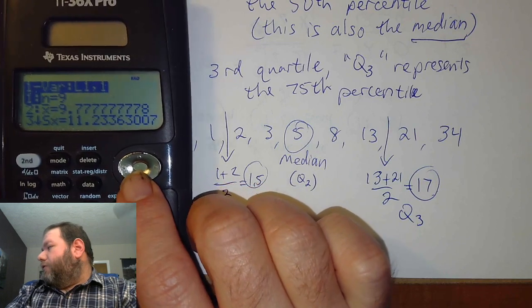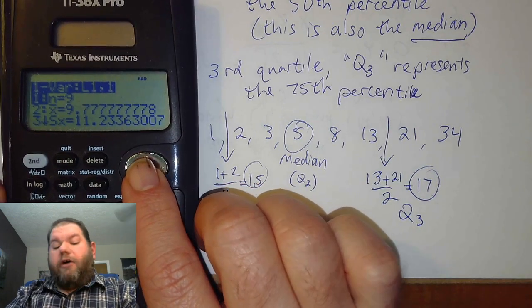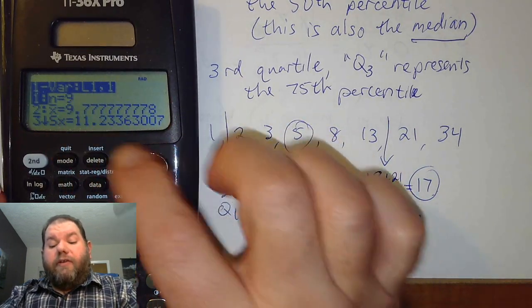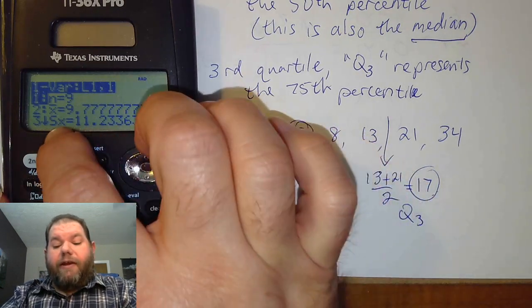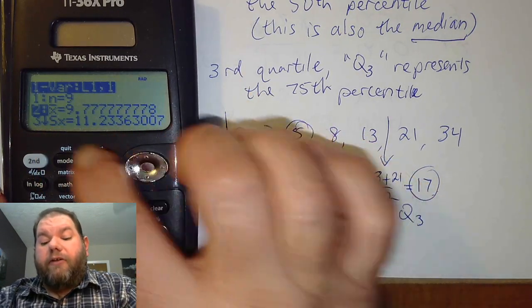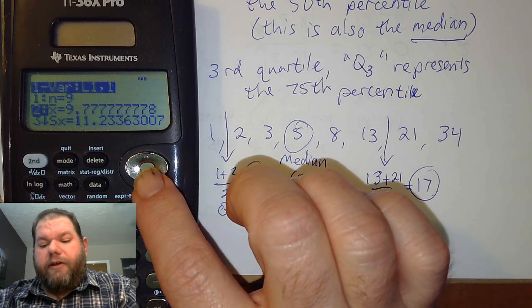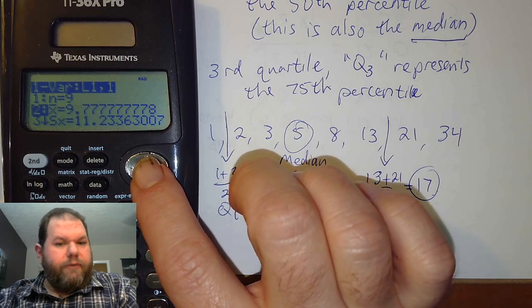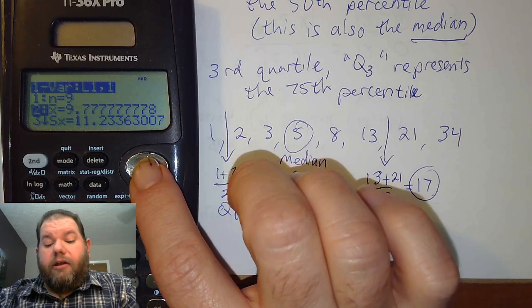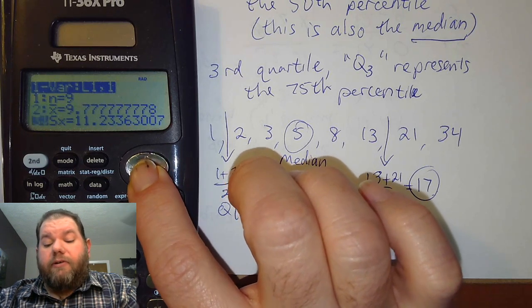Now, we already know how to find n. This is how we find standard deviation, Sx. X bar, that's our mean of these values. We'll be asked to find all of these on the exam, and you'll see it on the practice test as well.